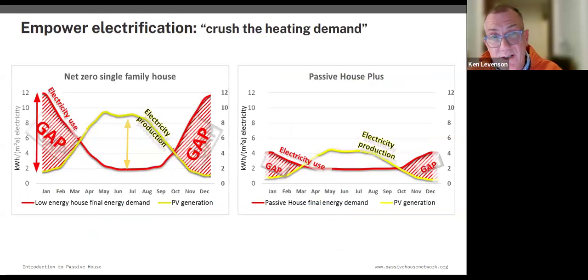One of the things that it does really interestingly, and we have a separate talk that's all about electrification and Passive House, is that it rethinks the relationship of the building that we're using and renewable energy production. So if you have a typical net zero single family home, purely anecdotal, diagrammatically here, the most energy use, since it's all electricity, is going to be in the wintertime, right? January, December.